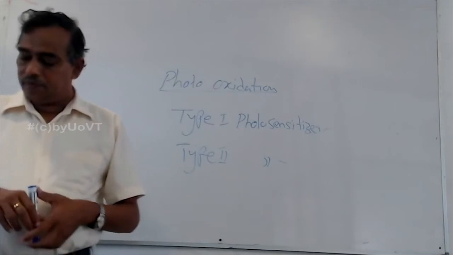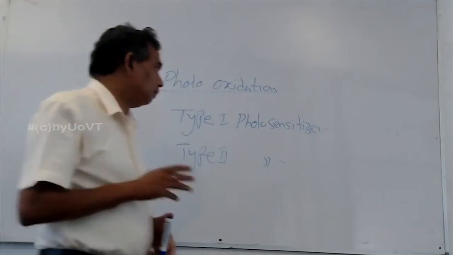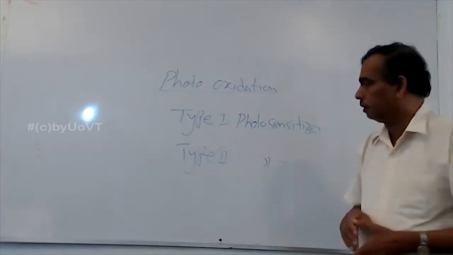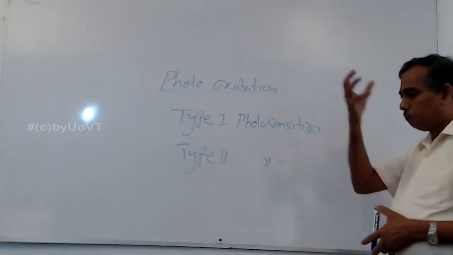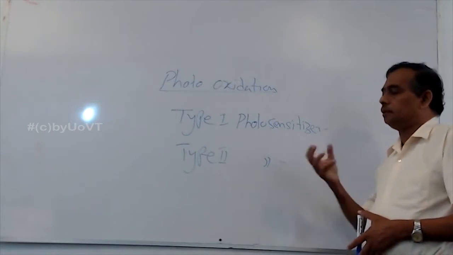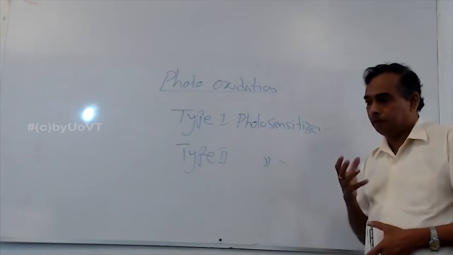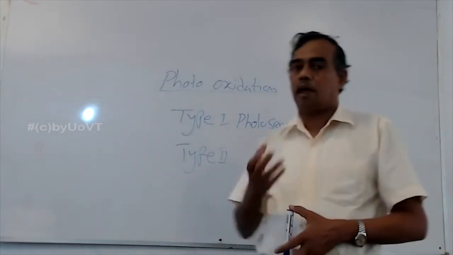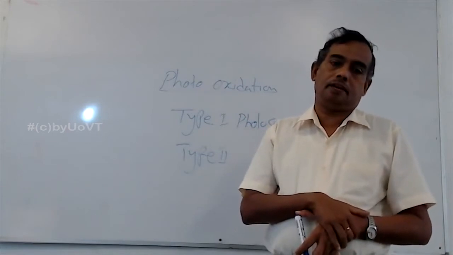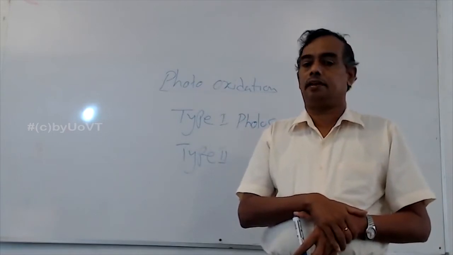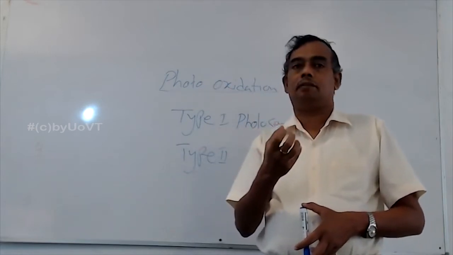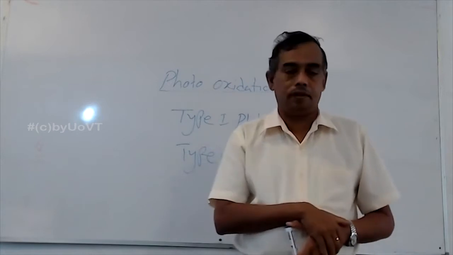Type 1 photosensitizers help to absorb photoenergy. That is the function of type 1 compounds. Type 1 compounds help to absorb photoenergy into the system. Type 1 sensitizers' responsibility is to absorb photoenergy from the outside into the system.